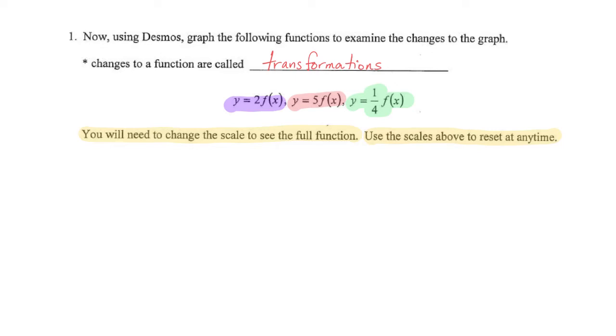And see what the effect of multiplying f of x by 2, for instance, that purple graph, would look like. Multiplying it by 5, the red graph. Multiplying by 1/4, the green graph. You play around with it and even start changing what number you want to multiply by out in front, and let's see the effect on the graph. Okay, play around with Desmos. Pause the video now.